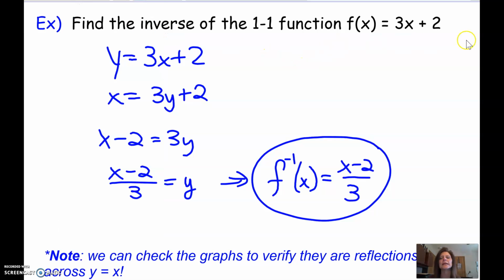Another way you could do it is if you put a 2 into f of x, let's say 2 times 3, 6, plus 2 is 8, right? Now if I took that 8 and put it down here in the inverse, do I get back my 2? Well, 8 minus 2 is 6. 6 divided by 3 is 2. So if you put a number in f of x, take your answer and put it in its inverse and get back what you started with, that tells you you're also on the right track.